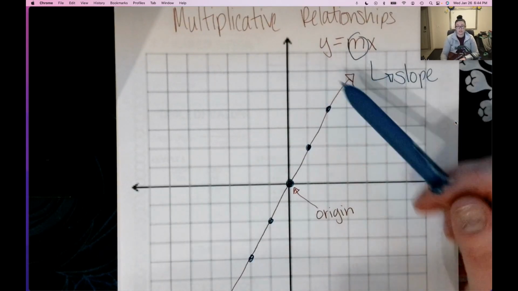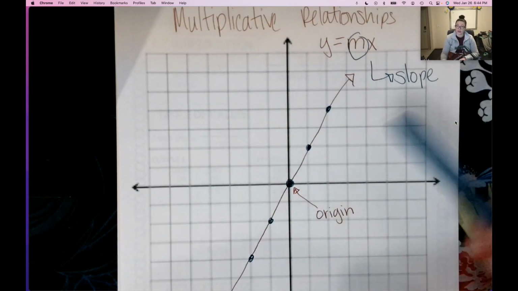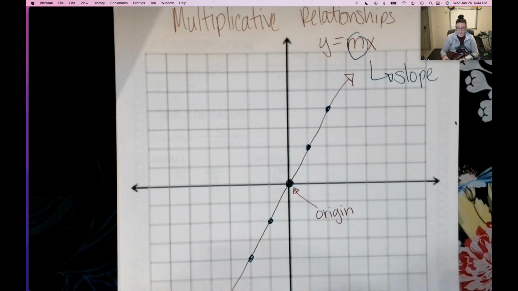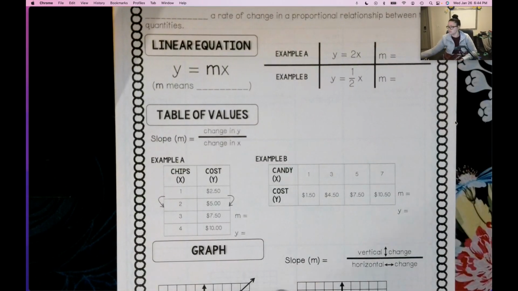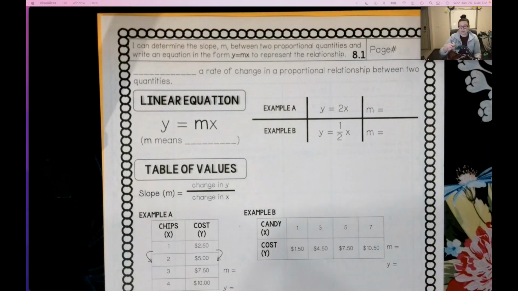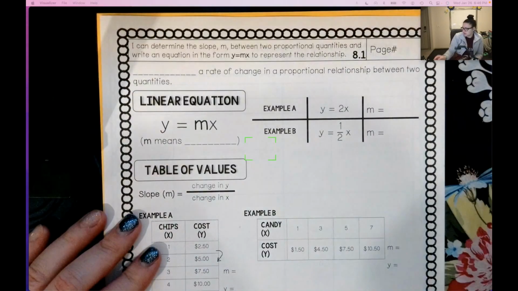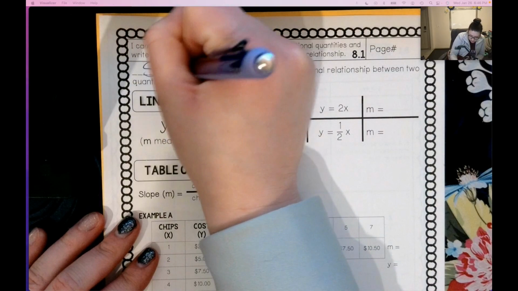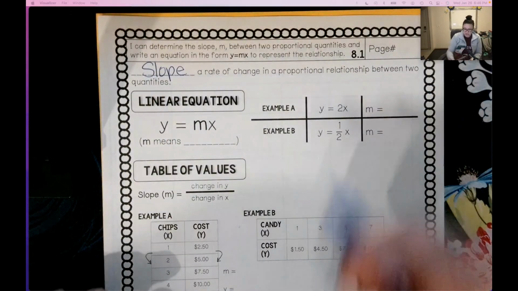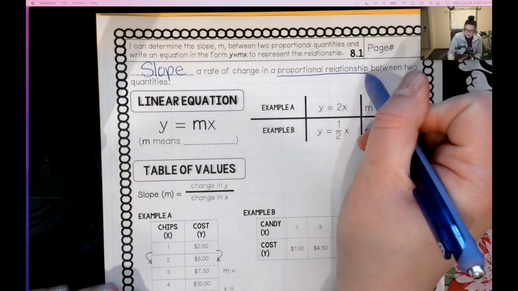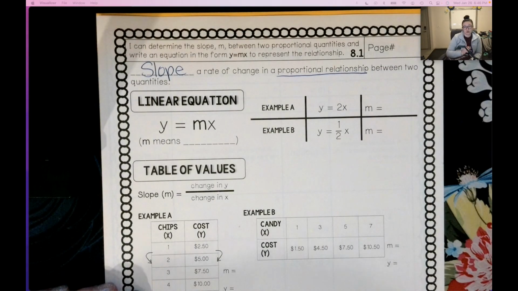So, multiplicative relationships, we're multiplying or dividing, and my graph is going to go through the origin. So on this notes page now, let me get a different pen so you can see it better. Purple. Slope is a rate of change in a proportional relationship between two quantities. Again, proportional relationship means it goes through the origin.